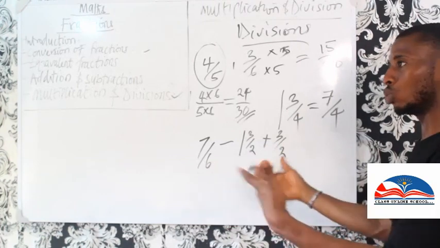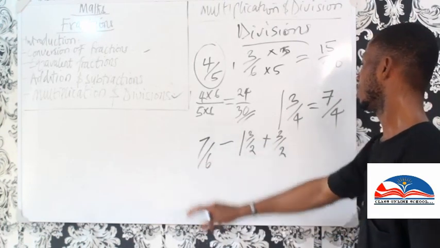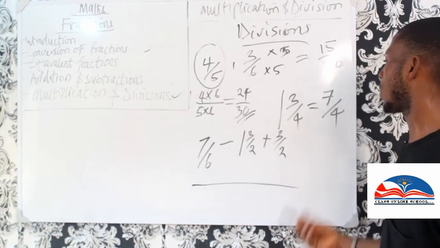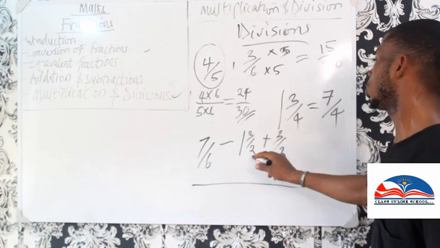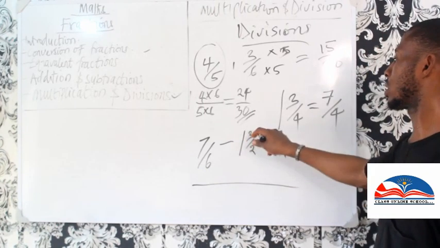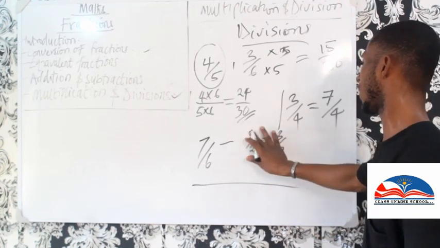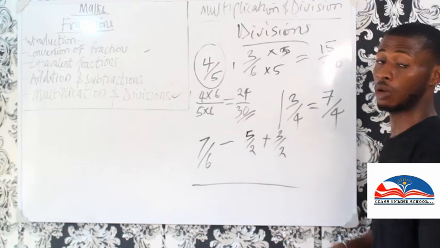Now let us do this mathematics. First, before we start, we have to convert this to a single fraction. Now, 2 times 1, 2 plus 3, 5. 5 over 2. Alright, let's change this to 5 over 2.